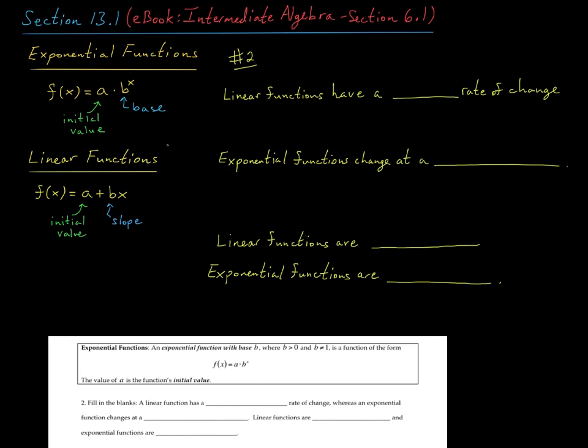Alright, in this video, we first want to just define exponential functions. So we say that an exponential function with base b, where b is a positive value and not equal to 1, is a function of the form f of x equals a times b raised to the x power. And we call a the initial value of the function, and b is known as the base.